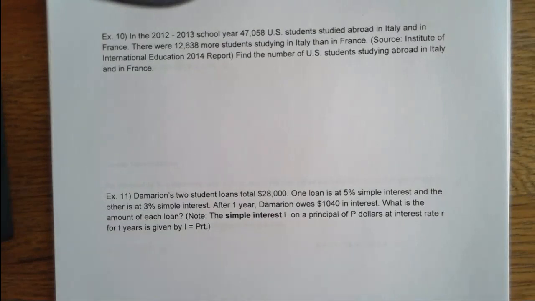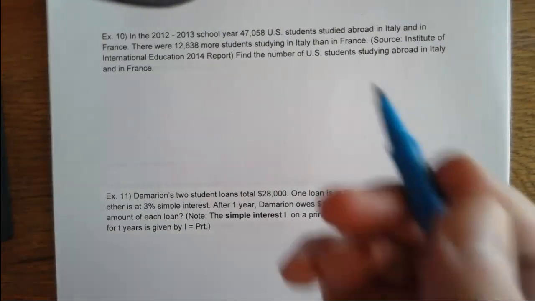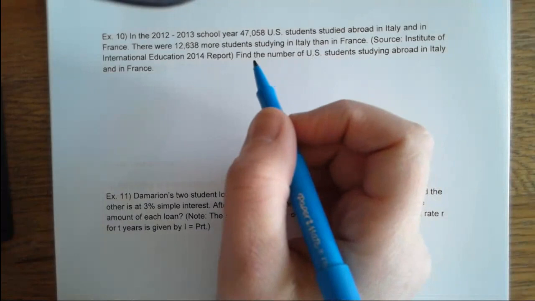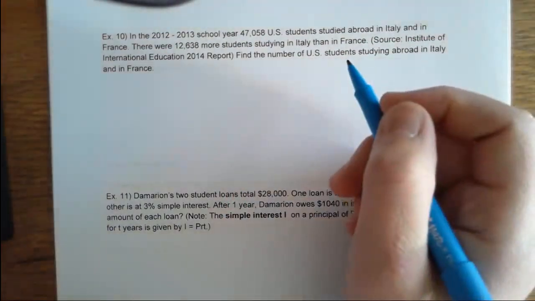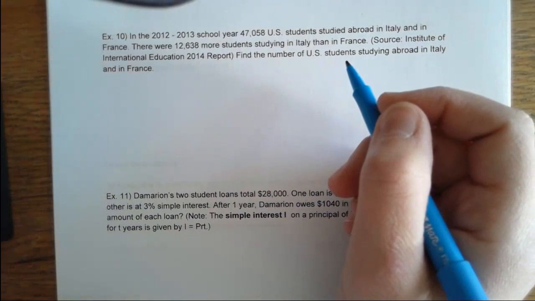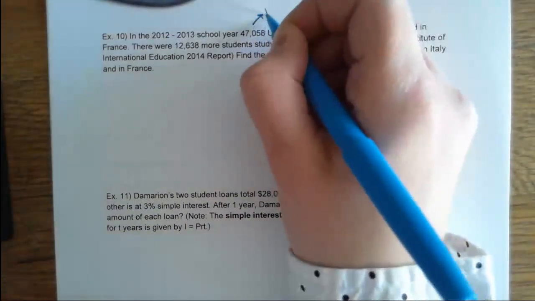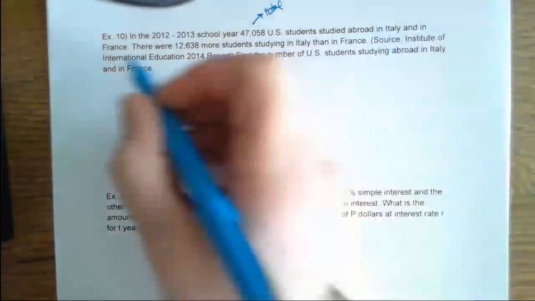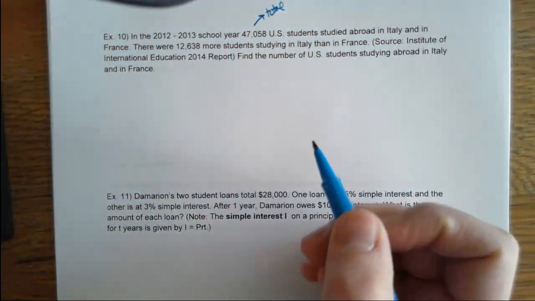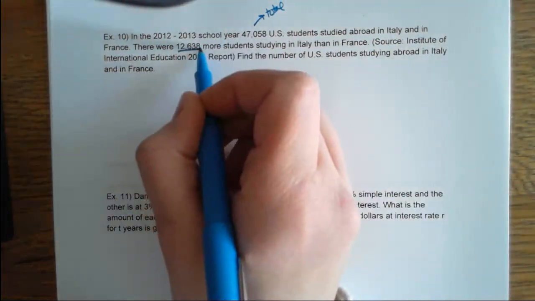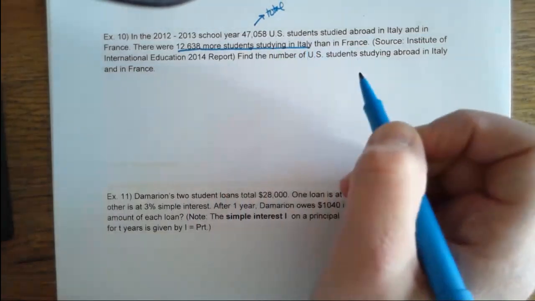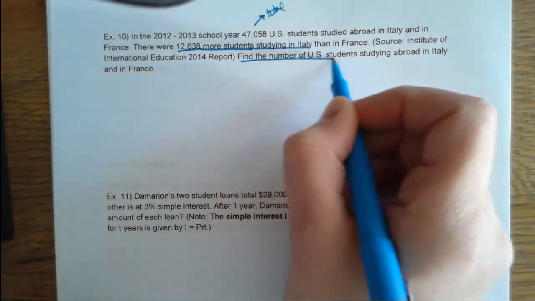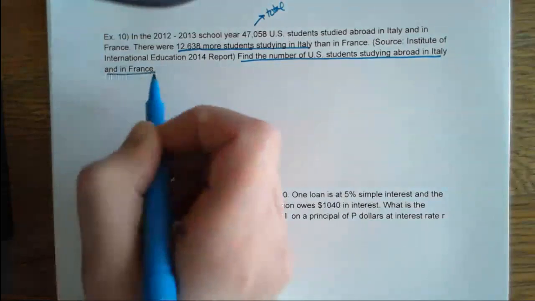All right, here's another example. In the 2012-2013 school year, 47,058 US students studied abroad in Italy and in France. So this number here is the total for both Italy and France. There were 12,638 more students studying in Italy than in France. Find the number of US students studying abroad in Italy and France.